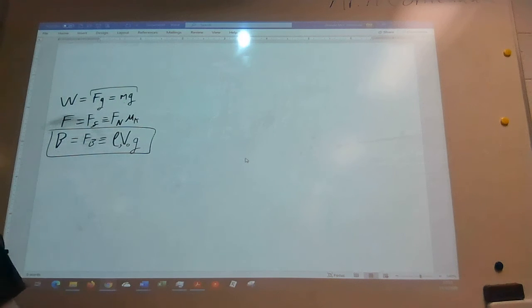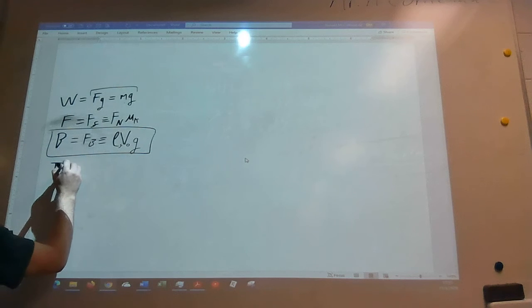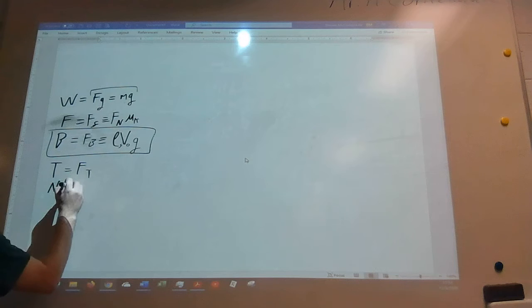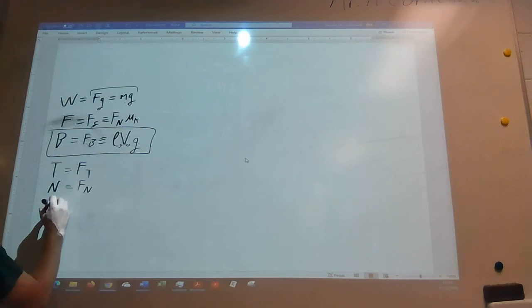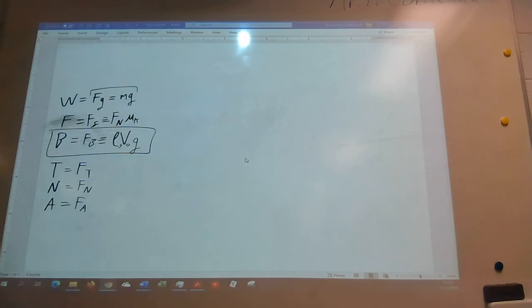Now, the other 3 forces we need to talk about are the tension, which I will use Ft, the normal force, which is Fn, and applied force, which I will use Fa. Now, these are the letters, in case you were wondering, that the textbook tends to use for these. I use F subscript for all of these to help keep straight exactly what we're referring to.